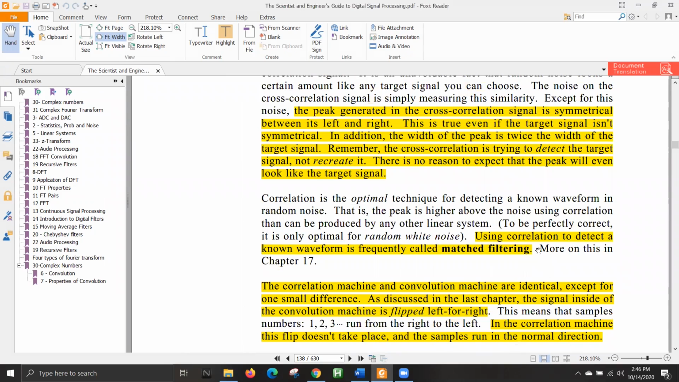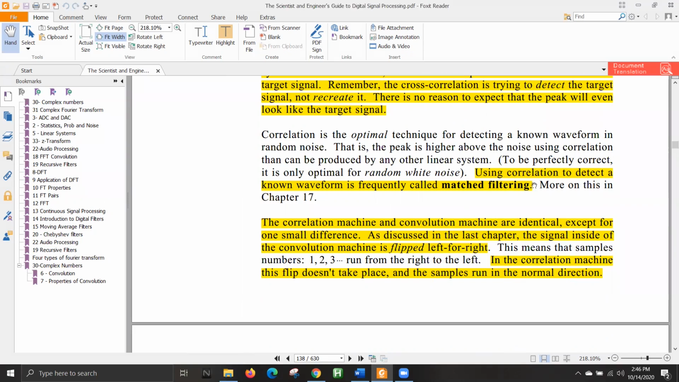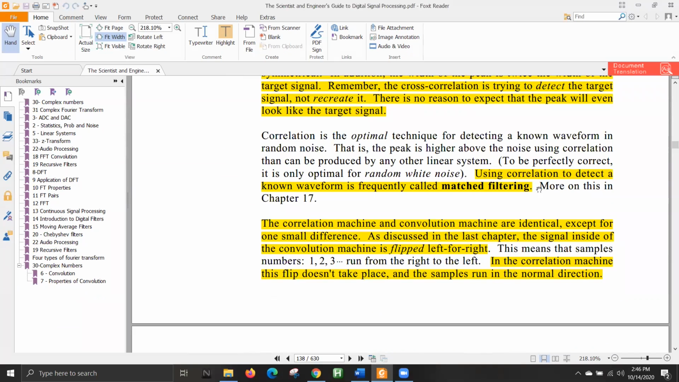Also, there is another name for using correlation like this. It's called matched filtering. This is not useful in our current scenario. It is useful in some other chapters, as mentioned here, but we won't be using it anyway. So this is just a heads up.